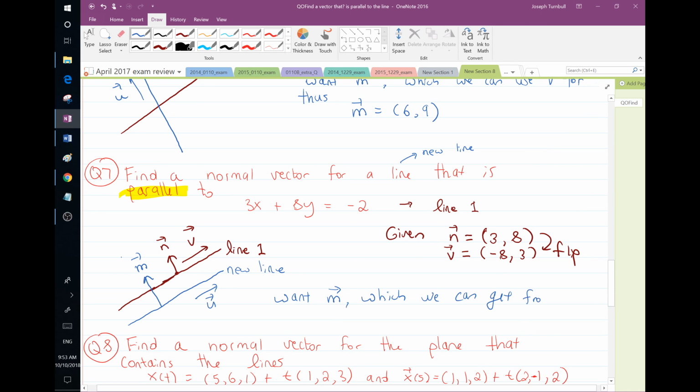We can get M from N. They're pointing the same way. M and N are collinear. So the normal vector for the new line is M equals 3, 8. So we didn't need V.